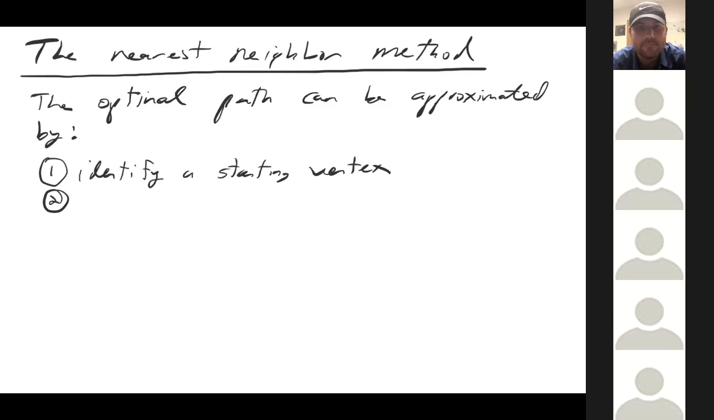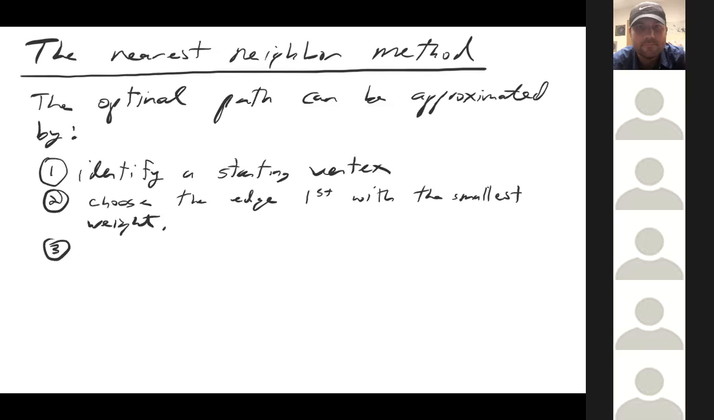And then once you've identified the starting vertex, choose the edge first with the smallest weight. Travel on that one. Travel on that edge first. So choose the edge with the smallest weight.